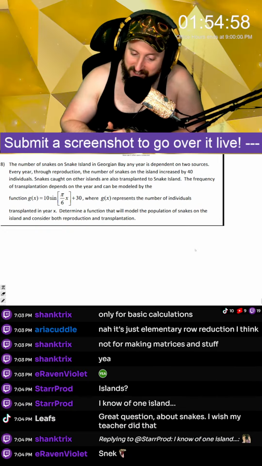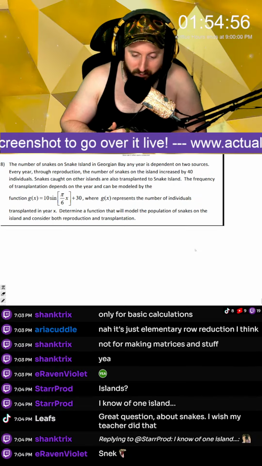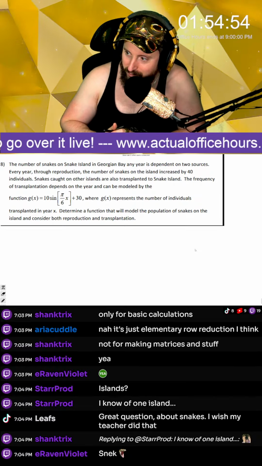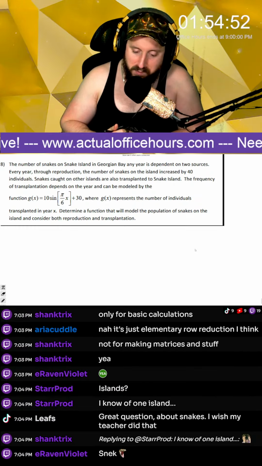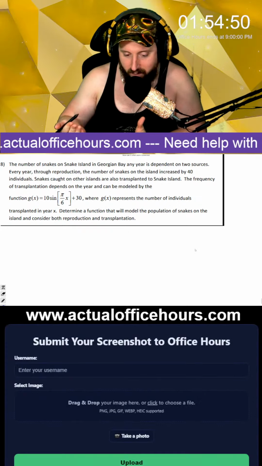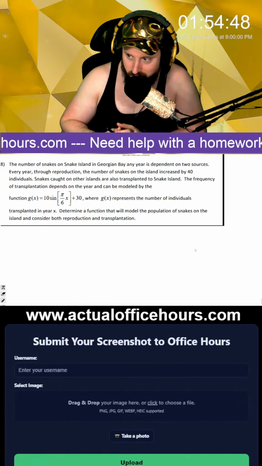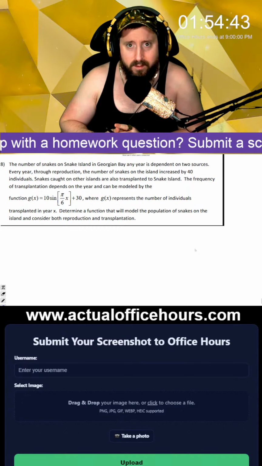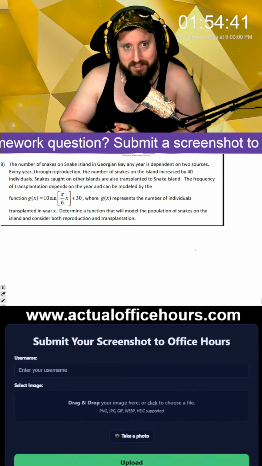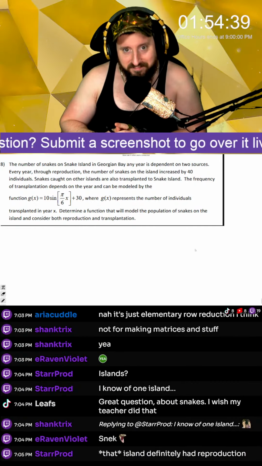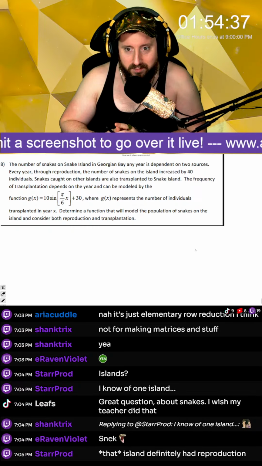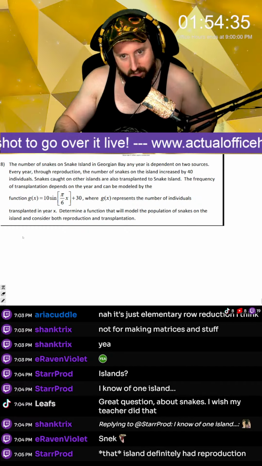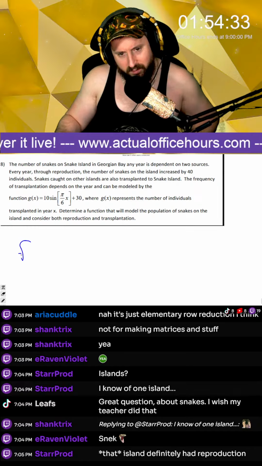Like, it doesn't matter how many snakes are on Snake Island, only 40 of them are gonna bang or something. Like, what? Is this really how this works? Usually, reproduction is dependent on how many available mates there are to reproduce, and also how many resources are there. Yeah, that island definitely had Snack Island. Okay, so a function. I don't know, what would you say?